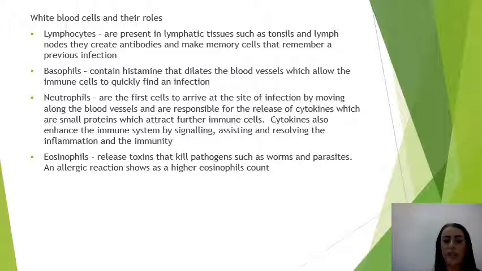Neutrophils are the first cells to arrive at the site of infection by moving along the blood vessels and are responsible for the release of cytokines, which are small proteins which attract further immune cells. Cytokines also enhance the immune system by signalling, assisting, and resolving the inflammation and immunity. And lastly, eosinophils release toxins that kill pathogens such as worms and parasites. An allergic reaction will show as a higher eosinophil count.